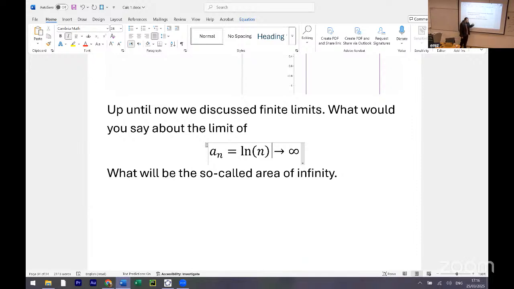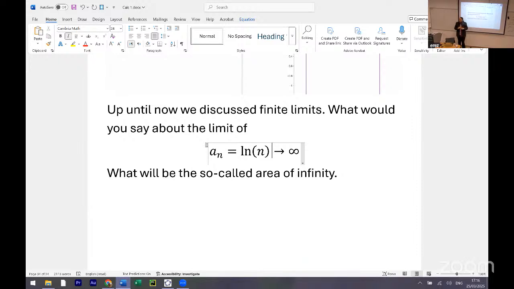Why is the limit of ln of n equal to infinity? What would you expect from a sequence that tends to infinity to hold? Give me one fact about a sequence that tends to infinity that we can make sure happens here. If someone gave me a random sequence and told me this tends to infinity, what do I expect to find, for instance, within that sequence?